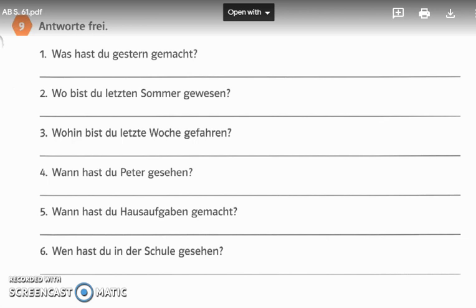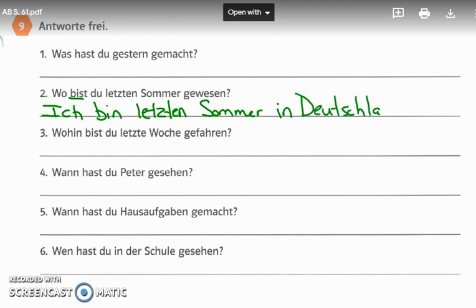Wo bist du letzten Sommer gewesen? Where were you last summer? So I see that it's going to be a sein form. So ich bin, then I need my time statement in third position, letzten Sommer, in Deutschland gewesen. Notice my past participle is at the end. My helping verb is in the second position. And here's my time in third position.